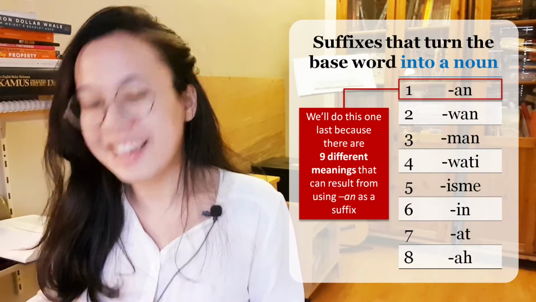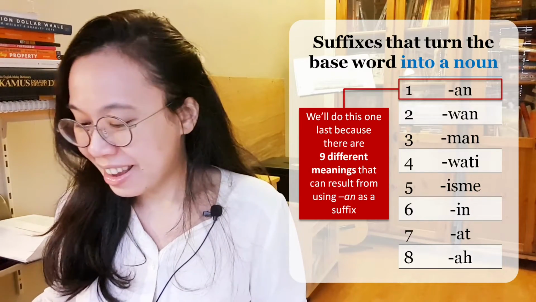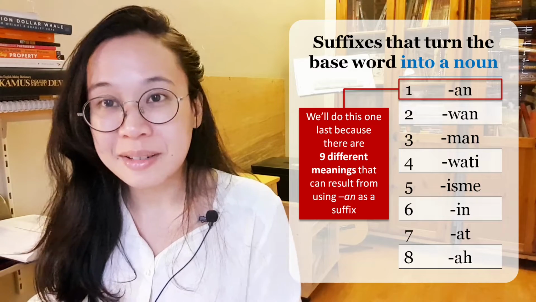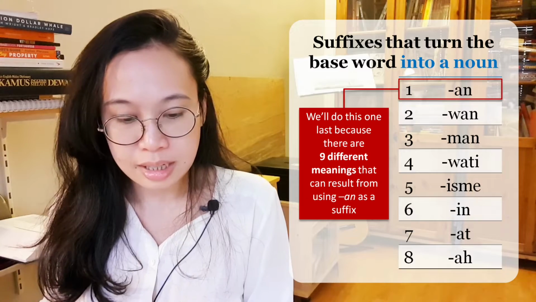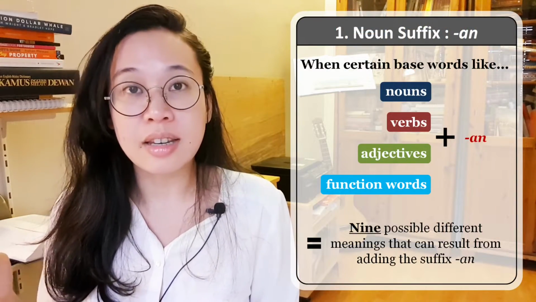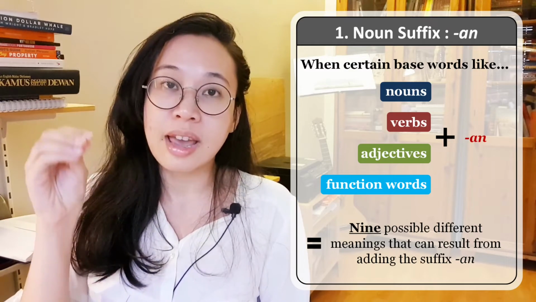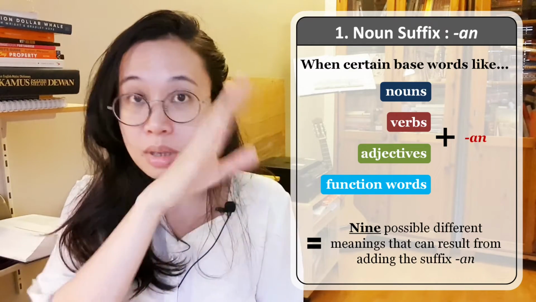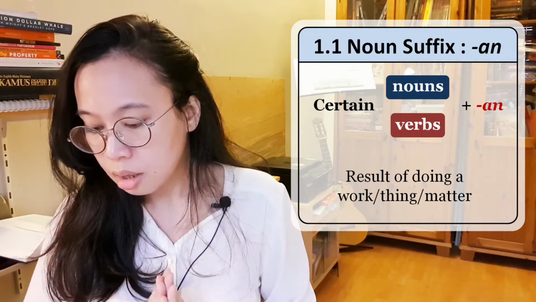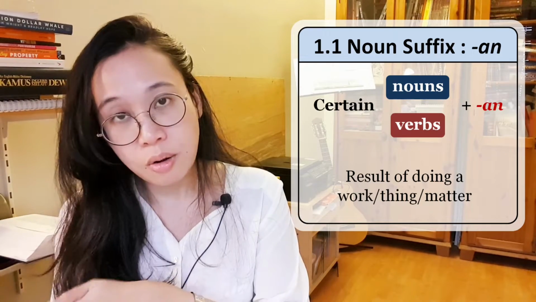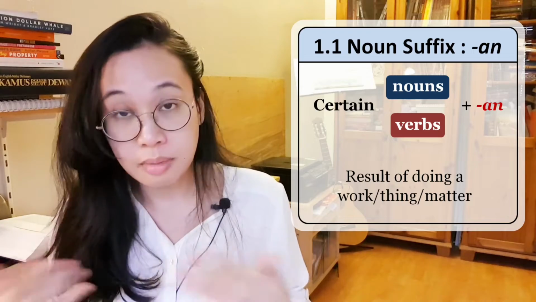Let's move on to the next one, which is an. Okay, so an is the first one that I told you I would do last, right? This is the first one in the list, and the reason why I want to do this last is because it has 9 different meanings when you attach this suffix an to different kinds of base words. So the first one, you can attach an to a certain noun or a certain verb, and both of these will mean the result of doing a work or a thing or a matter. Okay, I'll give you an example.